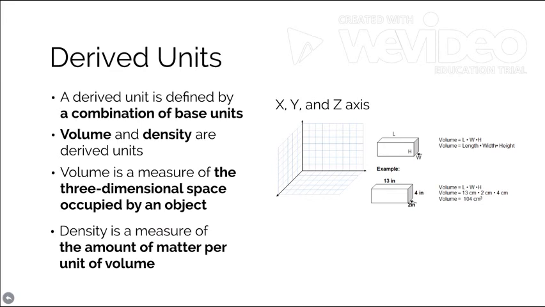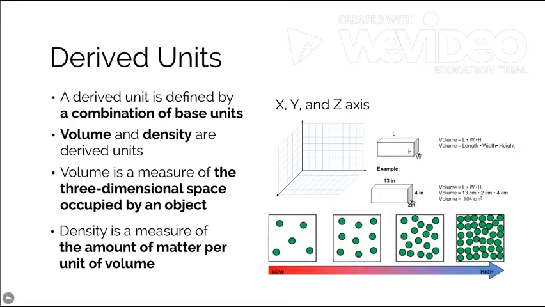And then finally, we have the density of an object, and the density refers to how much matter there is in a certain space, or the amount of matter per unit of volume. So if you look at this visual here, these squares represent the same amount of space, and the green balls are our particles. You can see that in this same space, we have different numbers of particles.